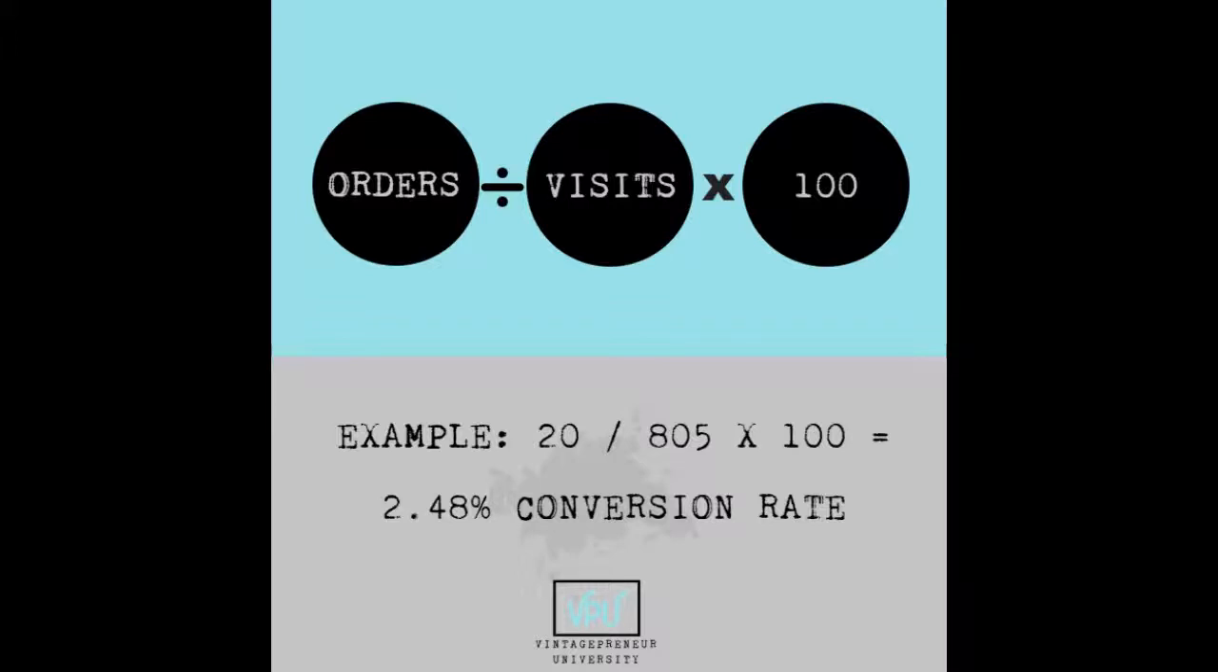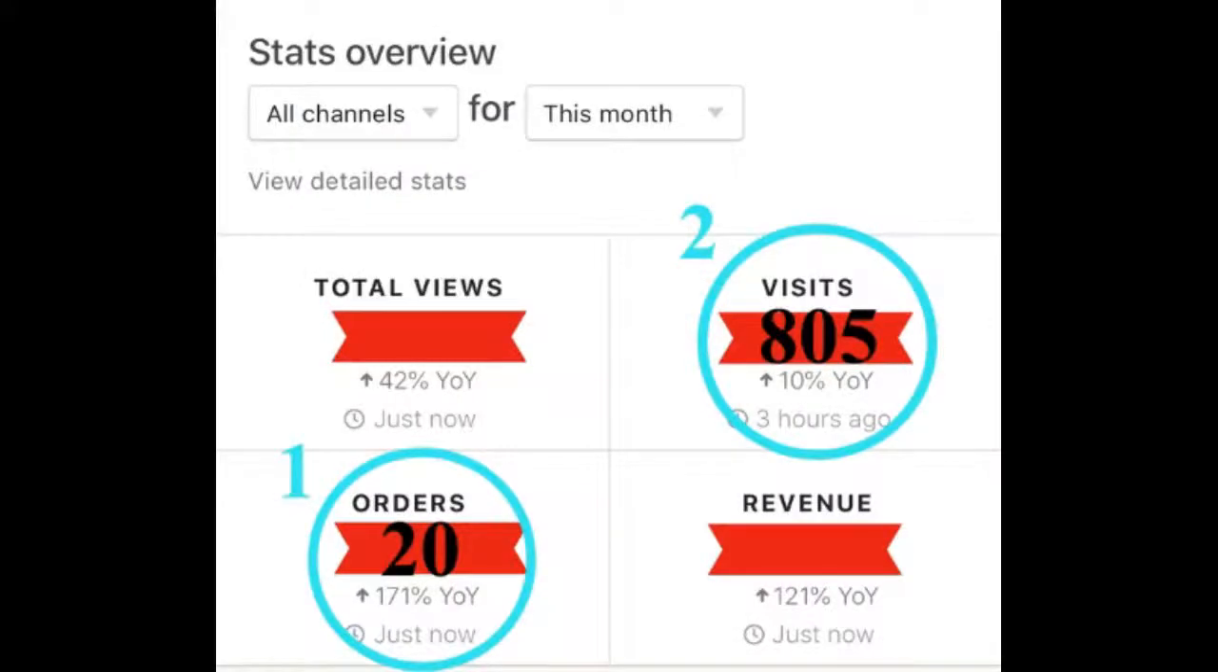All right, so how do you figure out your conversion rate for your Etsy vintage shop? You're going to take your orders divided by your visits and times that by 100. So if in any given time you have 20 orders and 805 visits, you're going to take 20 divided by 805 times 100 and you would have a 2.48% conversion rate.